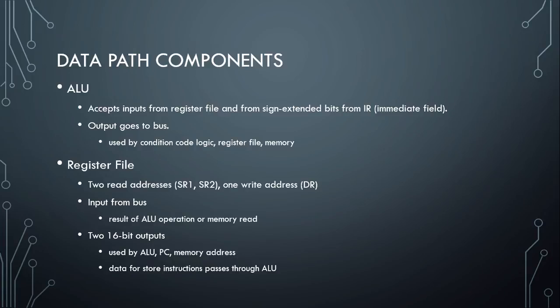Register files: these have two read addresses, S1 and S2, and also one write address, DR. You get an input from the bus, which is a result of the ALU operation or a memory read. And there are two 16-bit outputs that come from the register file. These are used by the ALU, the program counter, and memory address. And the data is used to store instructions passing to the ALU.